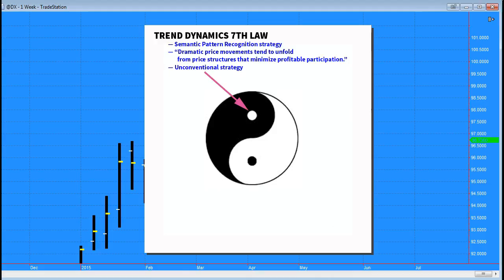If you go to resources, then choose publications and look for Decimal submodels explained. The 7th law semantic reads, dramatic price movements tend to unfold from price structures that minimize profitable participation. The essence of the 7th law is to identify logical levels where other time frame participants holding inventory long or short are forced to make impulsive decisions or forced to adjust or close positions due to stops being hit.